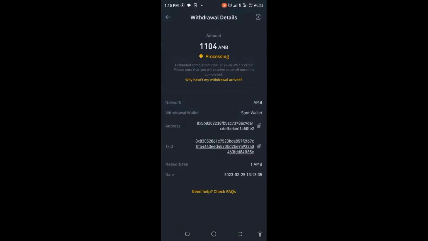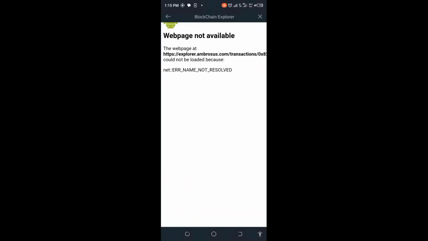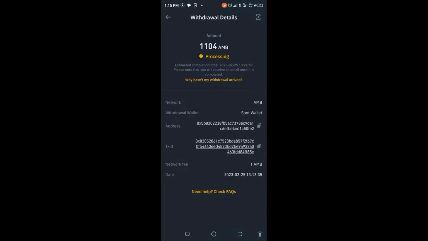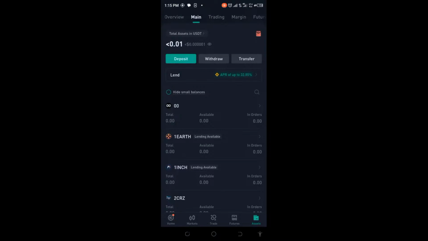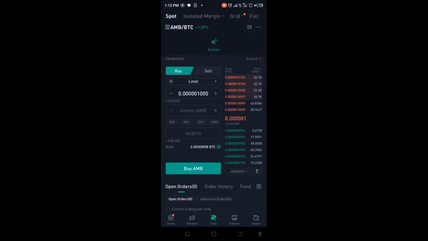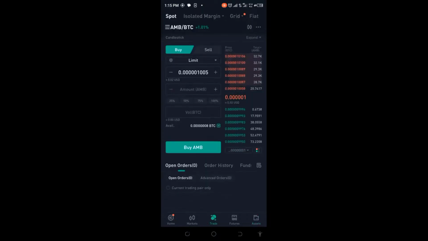So you can see that our 1104 AMB is currently processing. And for you to know, let's just click on the transaction ID to see whether it will show us more info. Okay, this is not showing us any information. Let's just hold on a bit and see how long this will take. Okay, so let's go over to KuCoin and see what's going on there. Let's hope and pray that the price still is the same. It still looks the same.